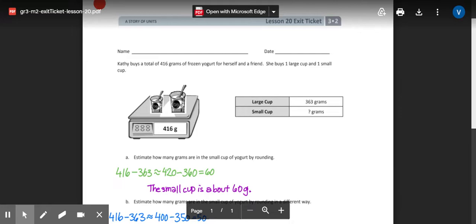Try the exit ticket first before you write down the answers. And remember that I want you to take a picture of the problem set and exit ticket and turn them both in. Okay, so let's look at this.